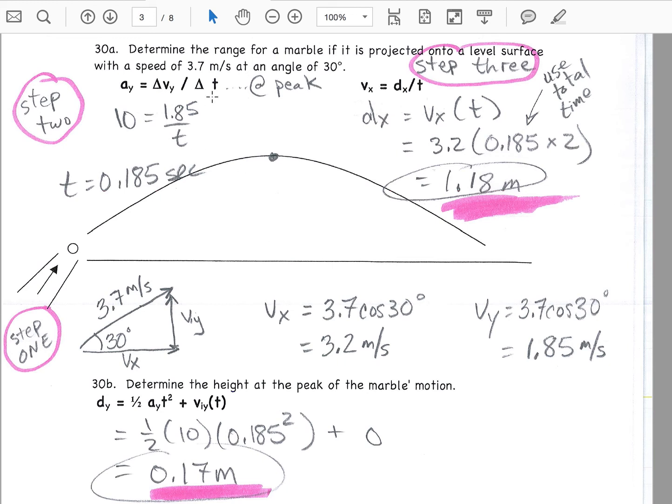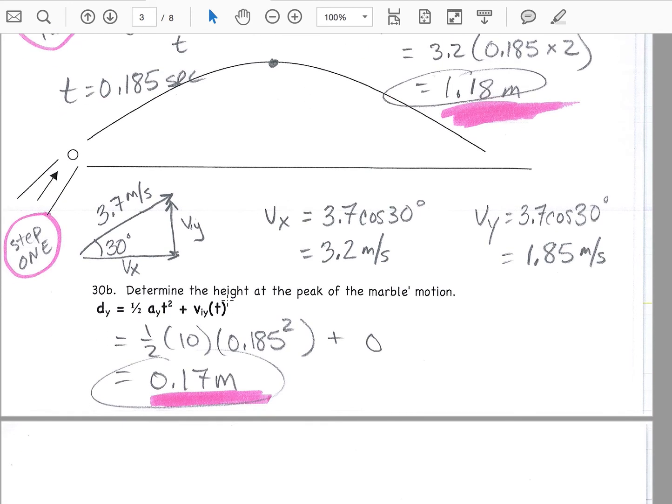Now remember, technically really what we're doing in step 2 is you're finding the time it takes to go from the peak to the surface. So this time really gets us from here to there. When you double the time, that's how you can get the total time. And then that's what you want to use to get total distance.